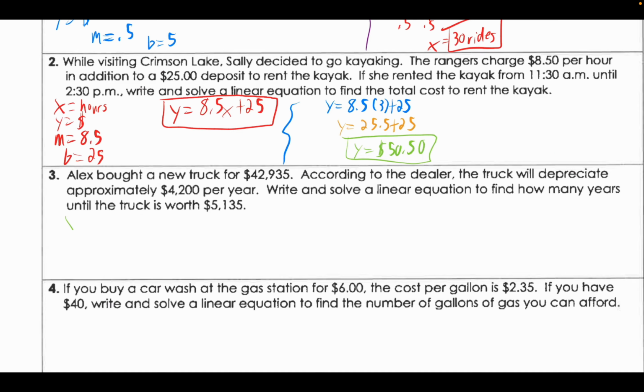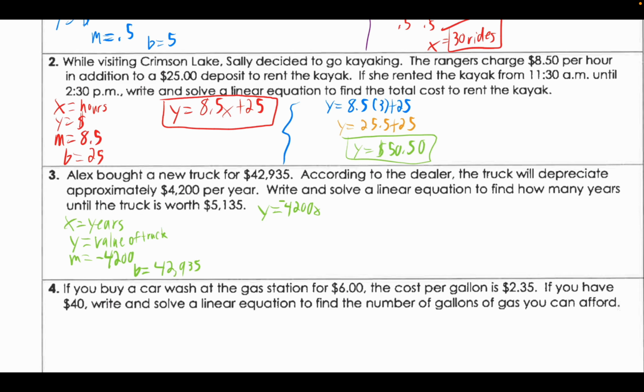And so x is going to be the number of years because it's going to depreciate every single year. And y is the value of the truck. So our m, or our slope, is how much it's depreciating each year, because that's how much it's changing consistently. And that's going to be negative 4,200. It's negative because it's depreciating or going down. Where b is the starting value of the truck, which is 42,935.